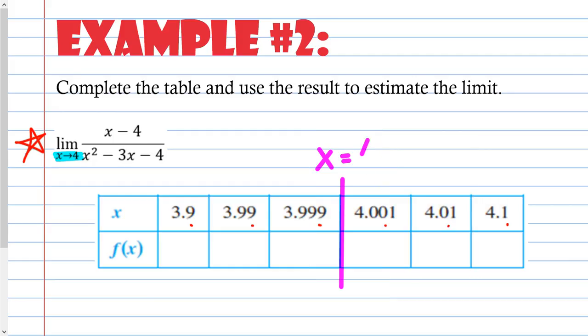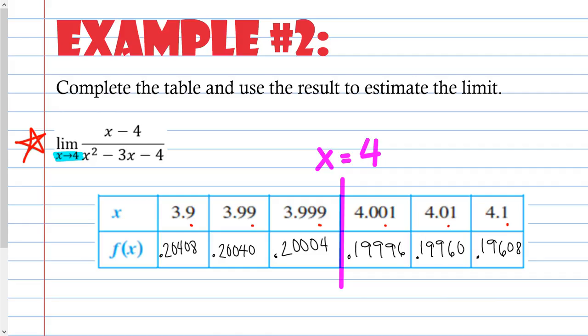Okay, done, done, and done. Alright, so now that I know where it is, I know where my left and my right is, and I can figure out my y values. Alright, so here are my values, and I would have gotten these just by plugging in my x's. So, let's analyze from the left.